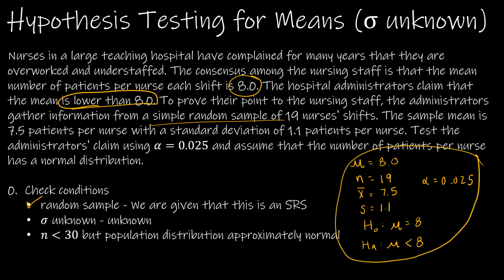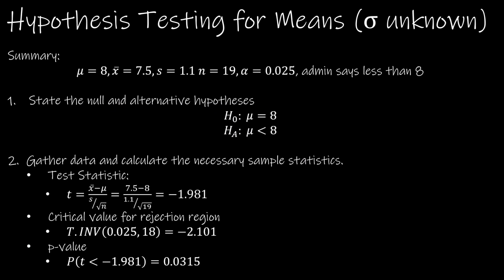So that's the summary that I'm going to need on the next page, but let's go ahead and check conditions. We've already addressed that it's a random sample. Obviously, sigma is unknown because they don't give us sigma, but they do give us the sample standard deviation. And n is less than 30 because obviously n is only 19. However, it says assume the number of patients per nurse has a normal distribution. So that is what checks that last box. So again, we have the null and alternative hypotheses that we talked about on the last page.